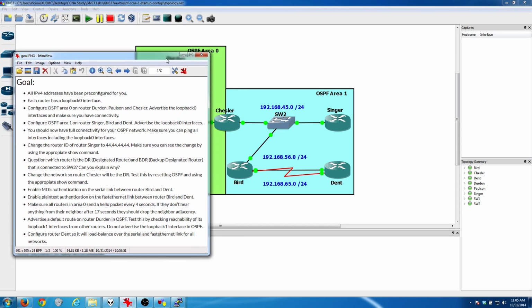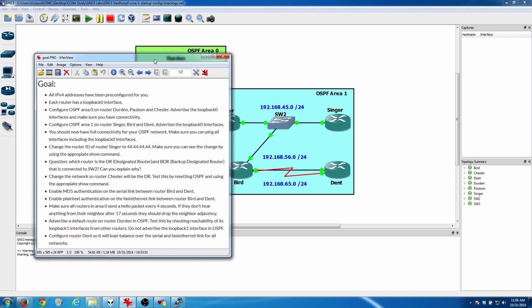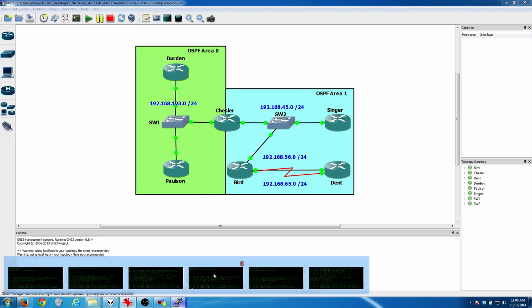It doesn't tell you in the directions, but you should be able to tell from looking at the topology that this guy here, Chesler, is our ABR, area border router, and he belongs to both area 0 and area 1, so we actually have to configure him for both. If you're going directly by the instructions, you wouldn't put him in area 1 and you would have a broken lab. So let's go ahead and start by going to Durden.